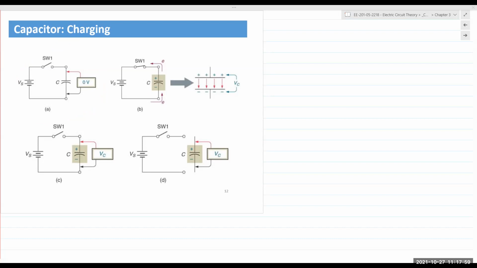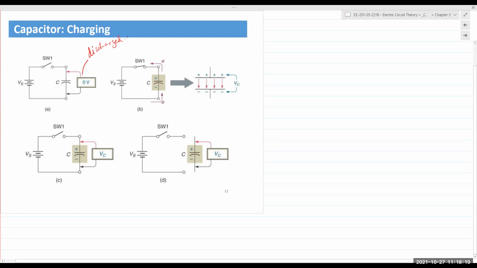The capacitor is said to have 0 volts across it, meaning the initial state of the capacitor is fully discharged. It's completely discharged and doesn't have any stored energy. Then at some point, the switch is closed. When the switch closes, what happens?